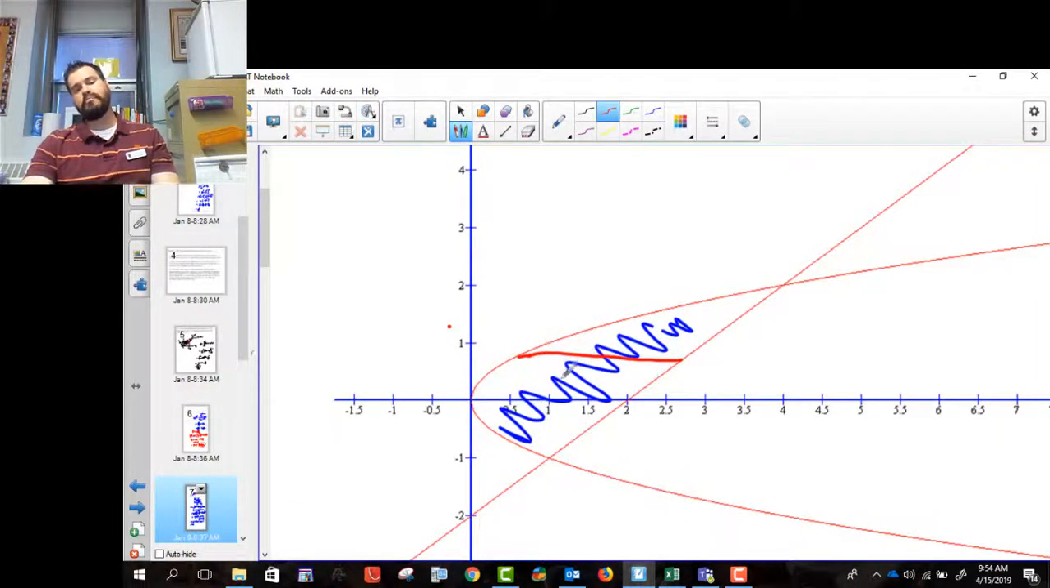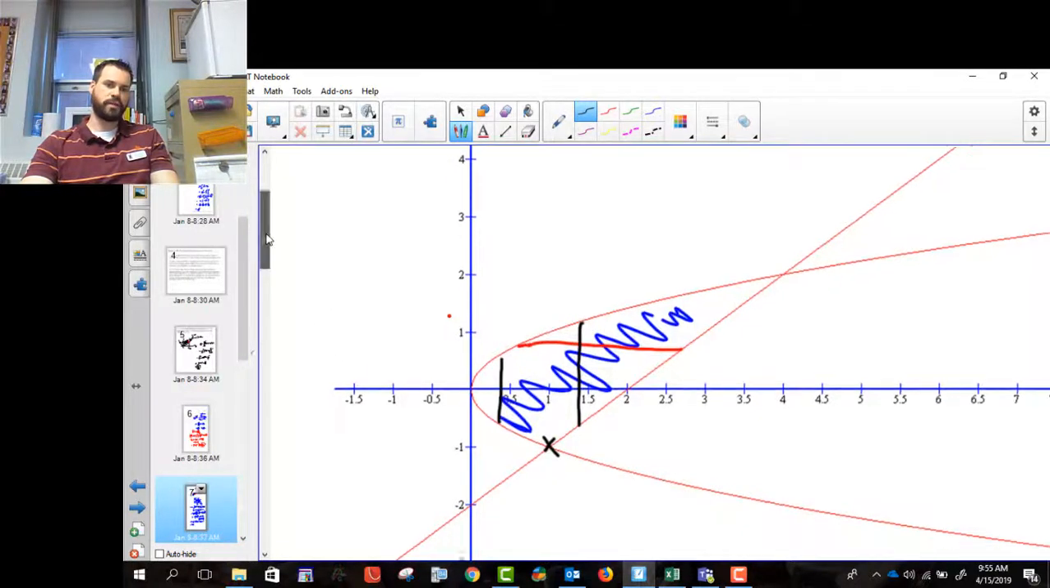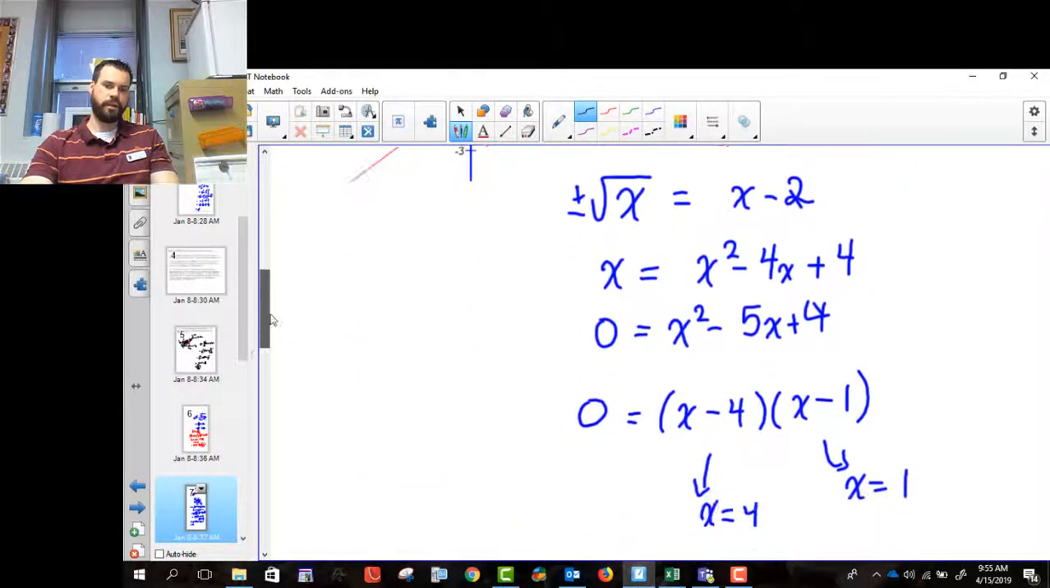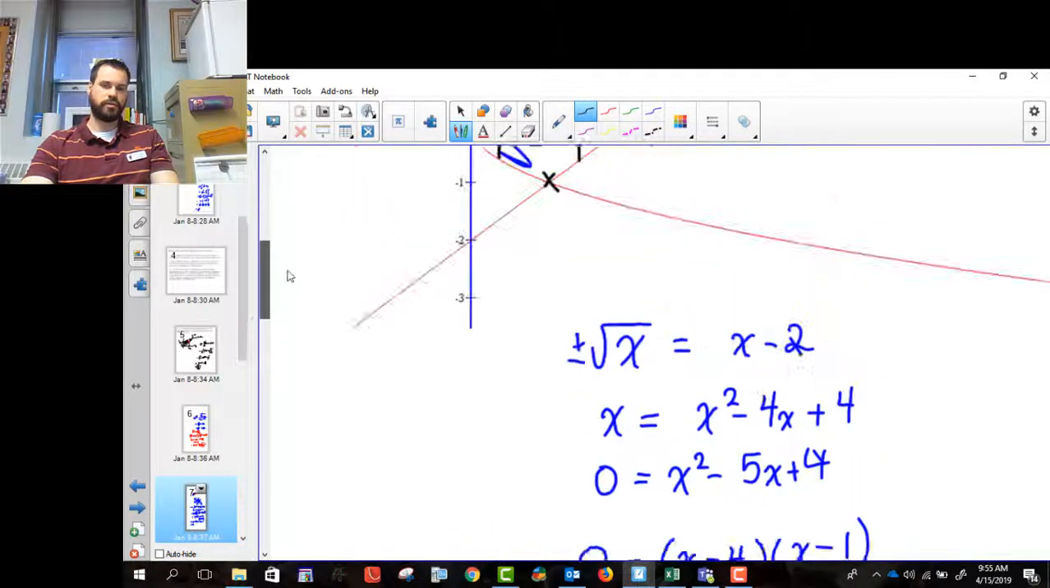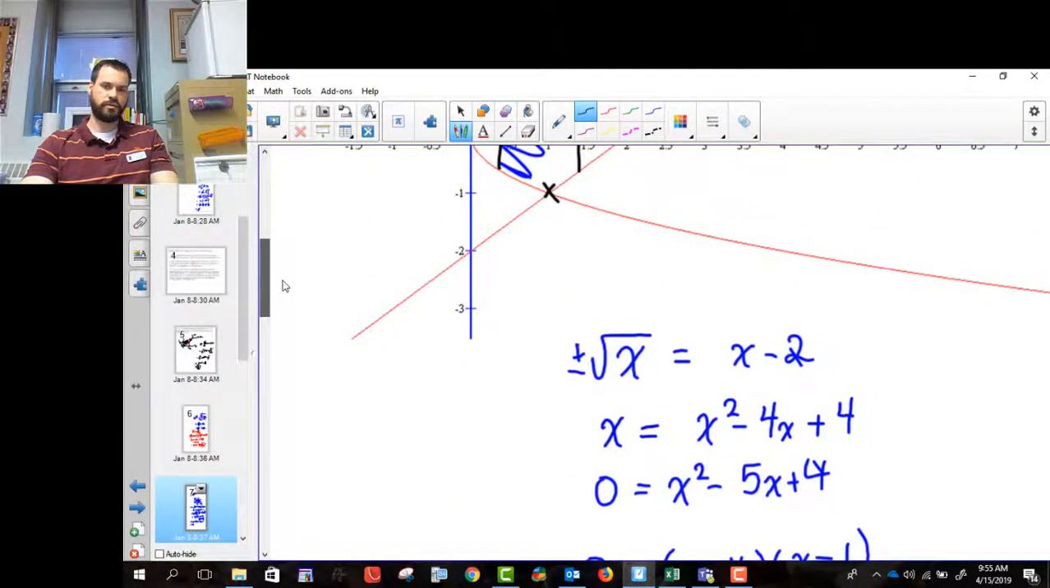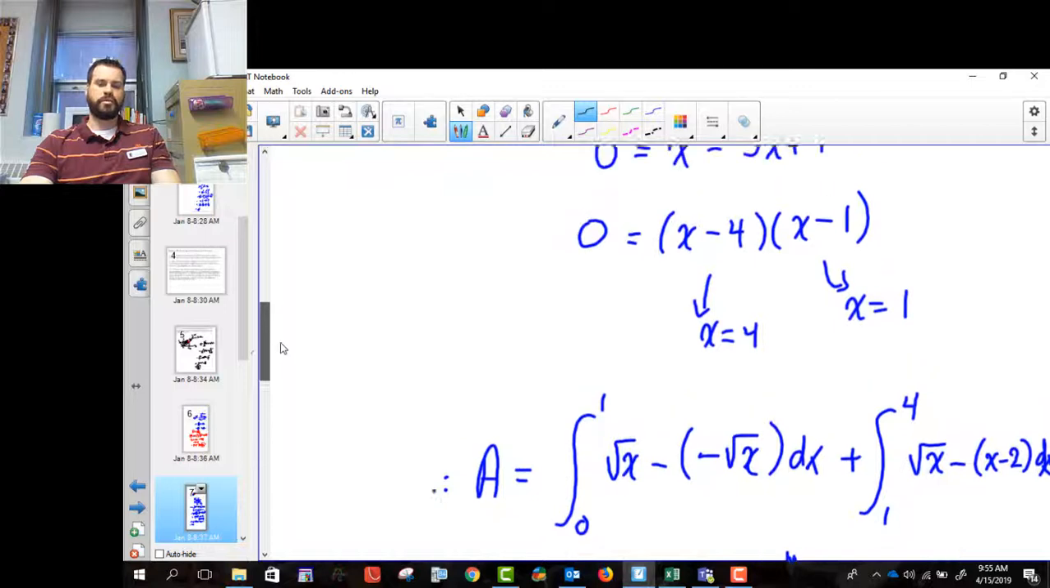Okay, now can we do it with respect to x? Yes, we can. But if we do it with respect to x, it gets more complicated, because if you notice, you have a line here. The top function is plus root x, the bottom function is minus root x. But after this point, you now have a different bottom function. So if you do it with respect to x, you get your intersection points are 1 and 4, setting those two functions equal to each other. But you have to split your integral.